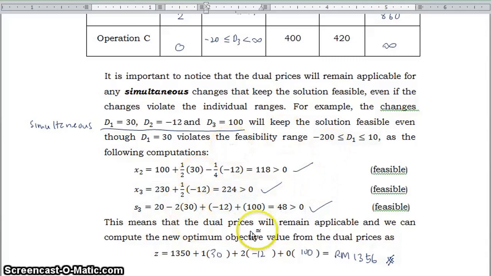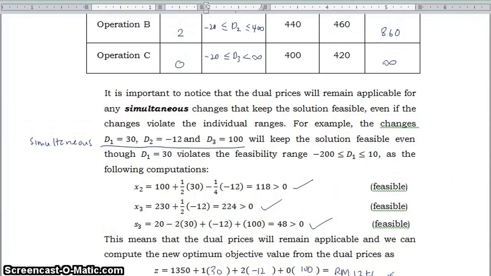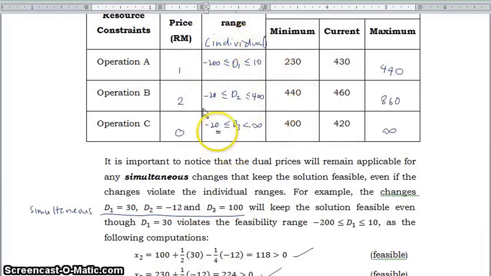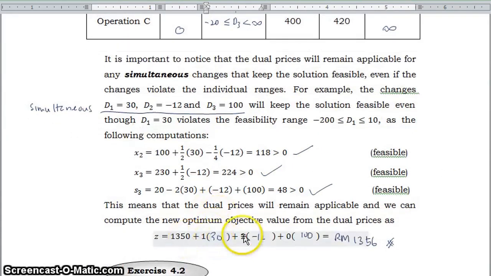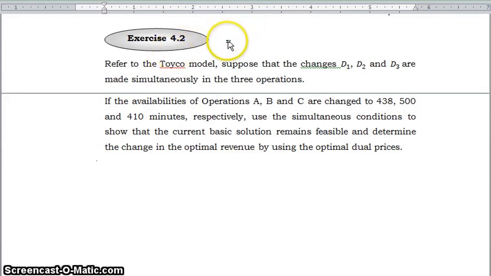From here we can conclude that the feasibility range can only be used when we make a change one at a time. If we have simultaneous changes, we cannot use this feasibility range. We only need to substitute d1, d2 and d3 into the feasibility condition, and when the conditions are satisfied, the current solution remains feasible and we can use the dual prices to calculate the z value. For your homework, please do exercise 4.2.